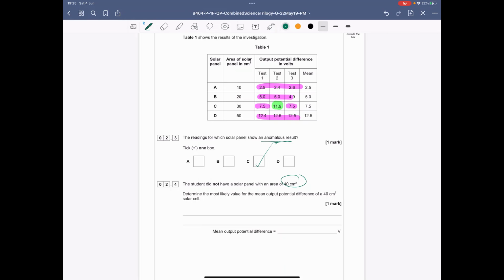The student did not have a solar panel with an area of 40 centimeters squared. Determine the most likely value for the mean potential difference of a 40 centimeter squared solar cell. So this is only a 1 mark question, so it's a bit of a logic question. Don't overthink it. Look at your mean values. It goes from 2.5 to 5 up to 7.5, and then you can see there's a gap where 40 should be. Now, if it was 40, it would be the number that is halfway between 7.5 and 12.5, which would just be 10. So you would expect 40 to be 10 volts.